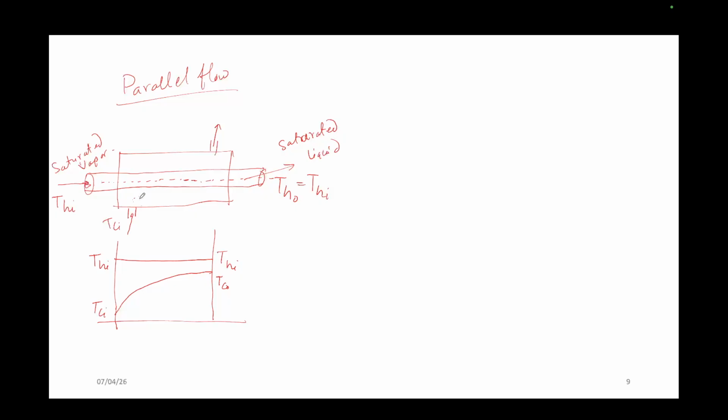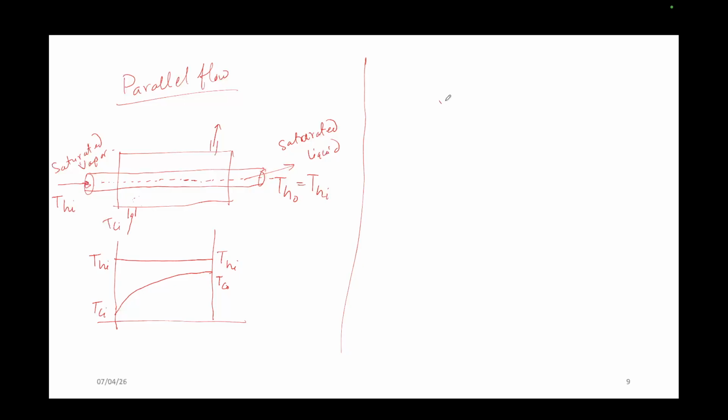See, the shell side is a single-phase phenomenon, whereas the tube side is a two-phase phenomenon. So the previous thing I explained, LMTD and all these things, is for single phase. Always remember, LMTD and all these concepts are for single phase.